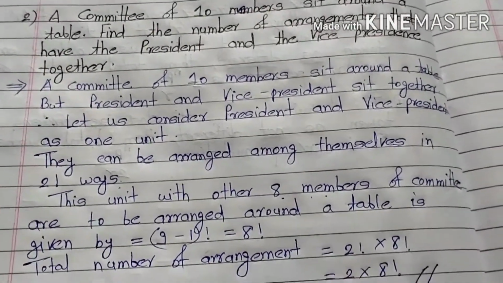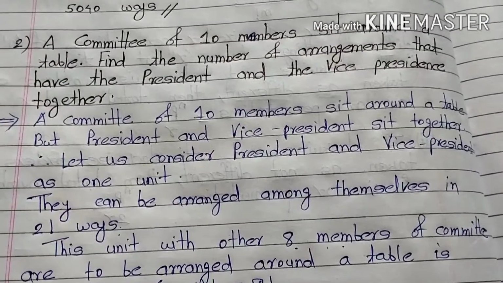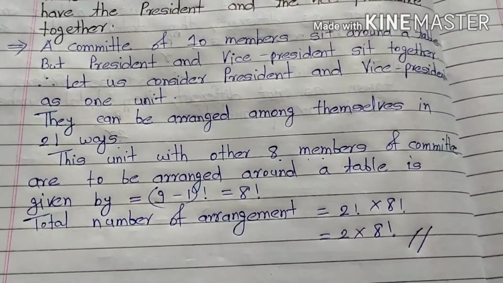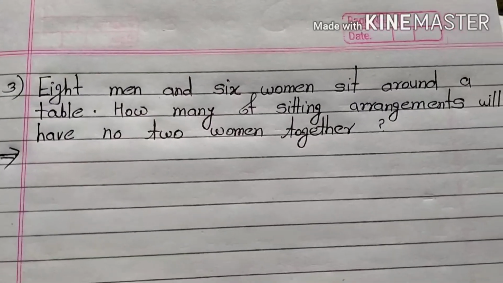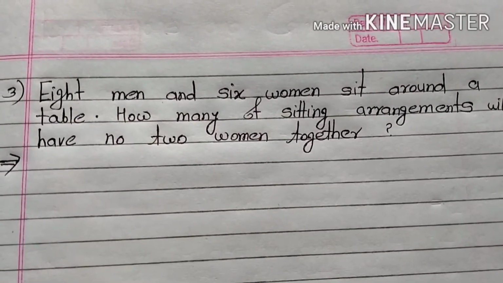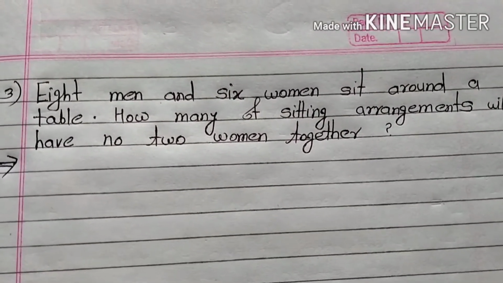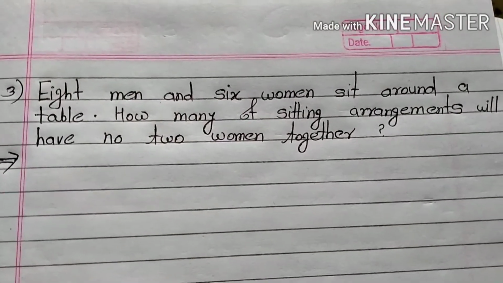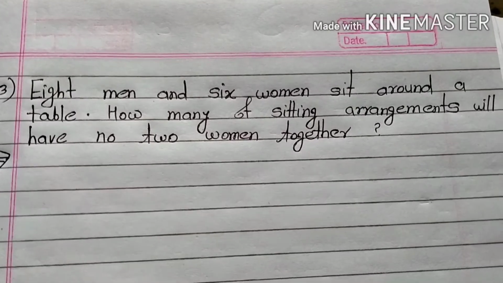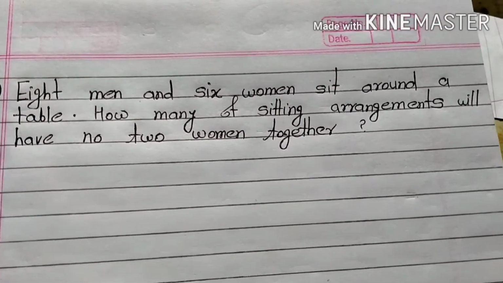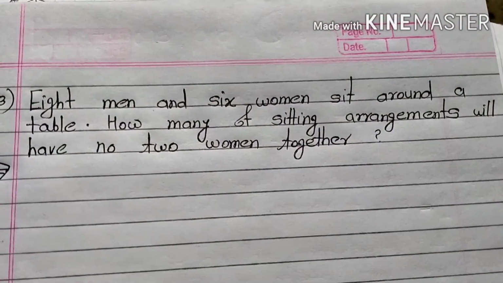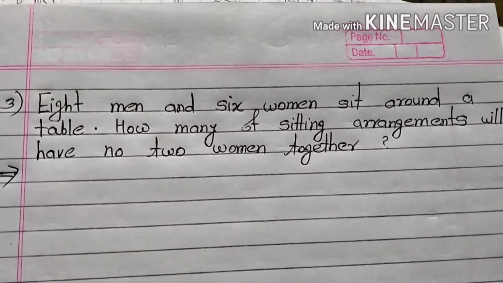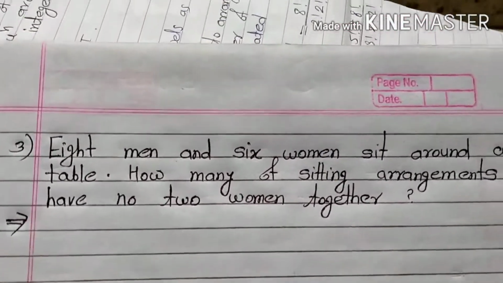This is also a very simple example. You can observe that. Next example is: 8 men and 6 women sit around a table. How many sitting arrangements will have no 2 women together? So here we have to arrange 8 men and 6 women with no 2 women together. So let us start to solve.